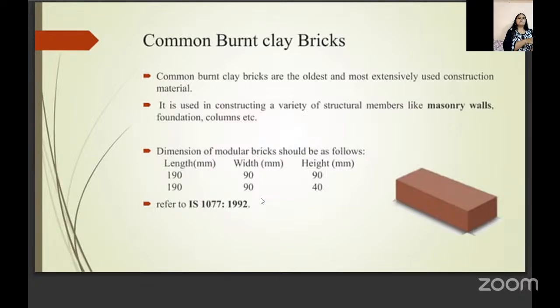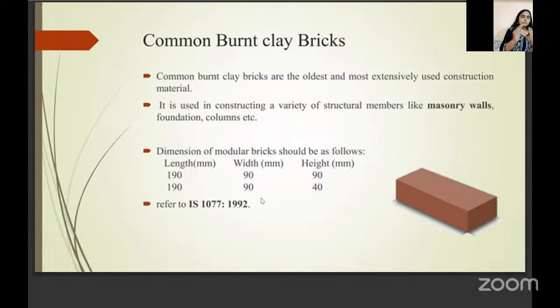Sometimes in the options you will also find 200 cross 100 cross 100. Don't get confused, this is the size of a modular clay brick in mm, also considering the thickness of the mortar that will be used to bind that brick. So 190 will be the actual length of the brick, but when you add the amount of mortar that is used to stick two bricks together, then that 10 mm is also added. So then it becomes 200 cross 100 cross 100.